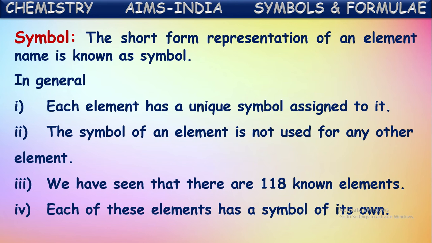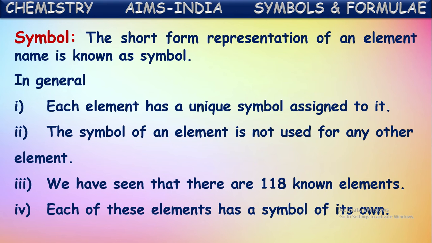If two or more elements have the same starting letter, then to avoid confusion, Berzelius suggested that along with the first letter, a second prominent letter also be taken into its symbol. So finally, all the elements have their unique symbol.